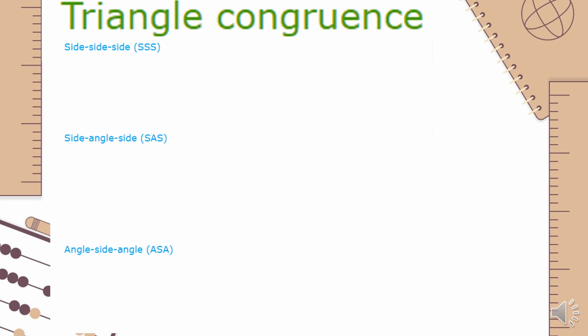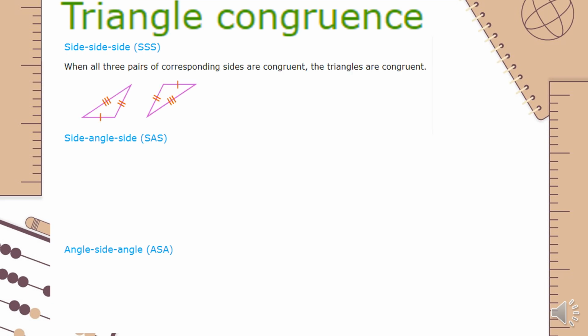Now, triangles are congruent according to many ways. The first way that we're going to discuss is the side. Meaning if all the sides of any shape are the same, we call the shapes congruent. So let's take an example. When all three pairs of corresponding sides are congruent, the triangles are congruent. As we are discussing triangles, we will focus on triangles.